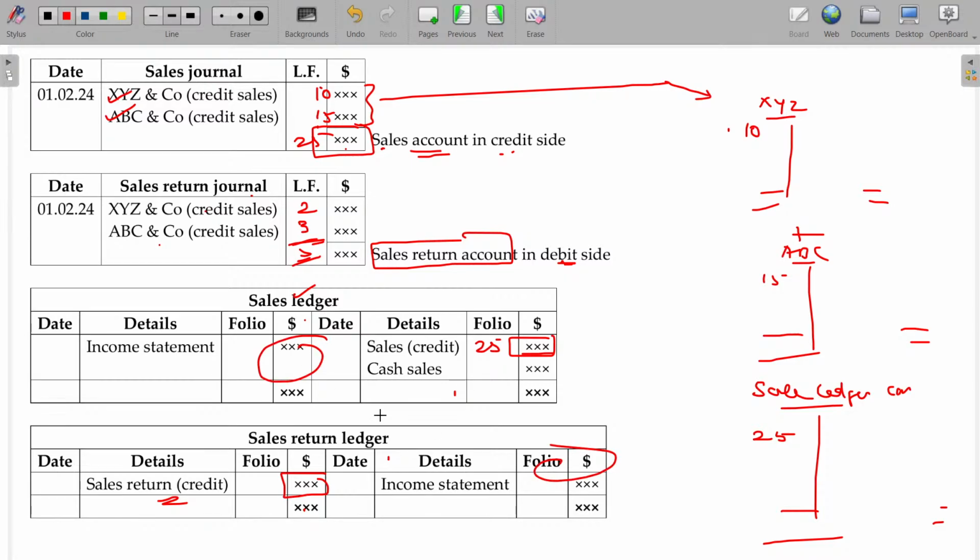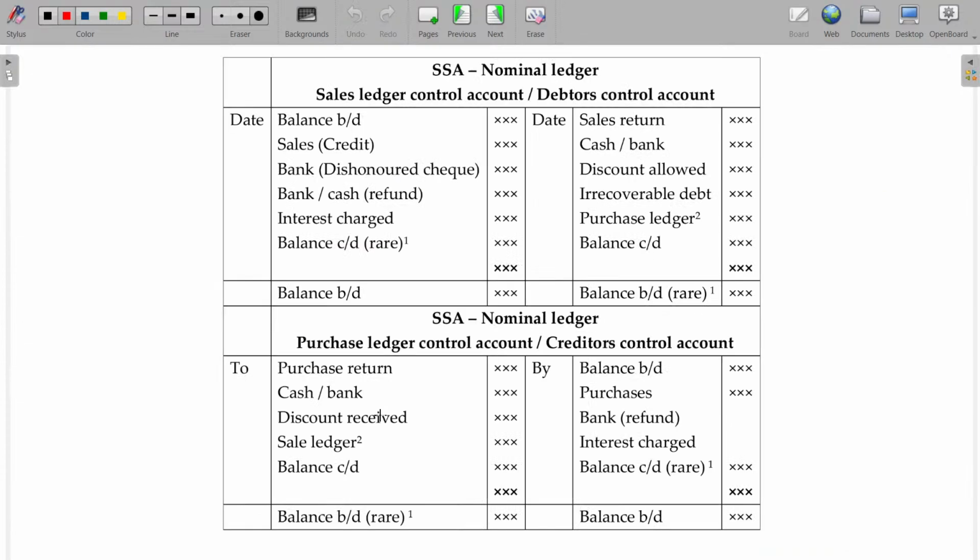So from the sales journal, the sales ledger, as well as the individual parties' accounts, collectively we can prepare the sales ledger control account. So the sales ledger control account will be this one. This is the format. I request you to recollect this topic along with the ledger control account. Anyhow, for your understanding, I have given the format here.